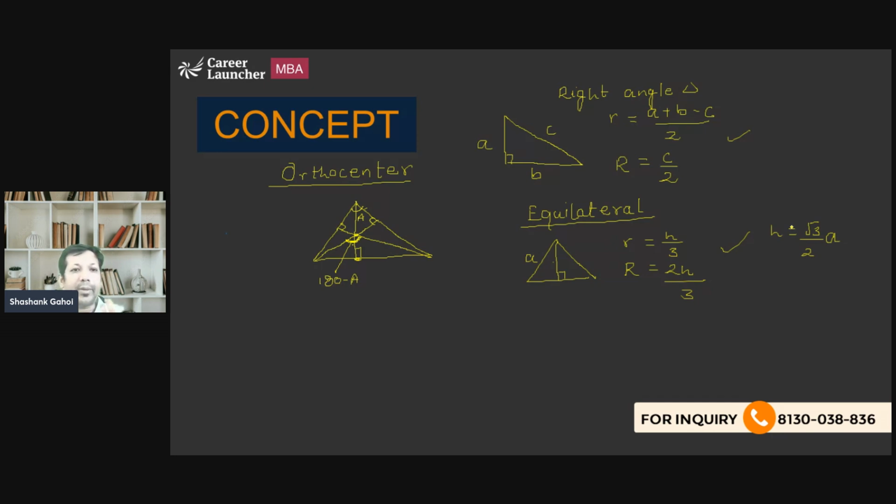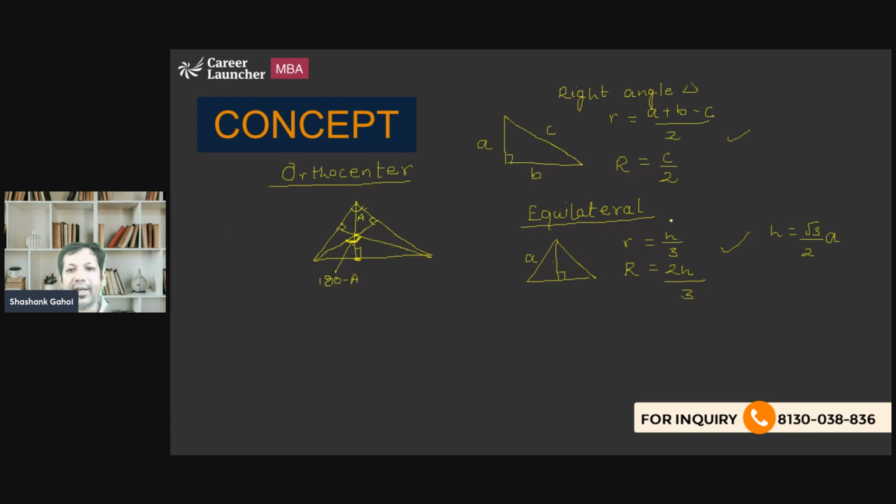So if it is a perpendicular, then it forms orthocenter. If it is perpendicular bisector, it means it is definitely going to form your circumcenter. If it is angle bisector, then it is definitely going to form incenter. And if it is a median, then it is going to form centroid. So all four centers overlap in equilateral triangle.